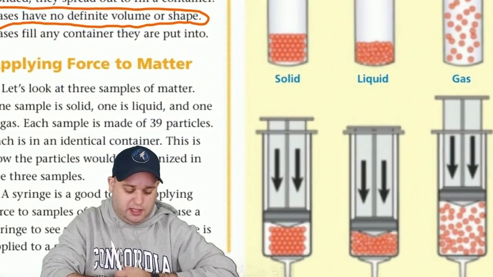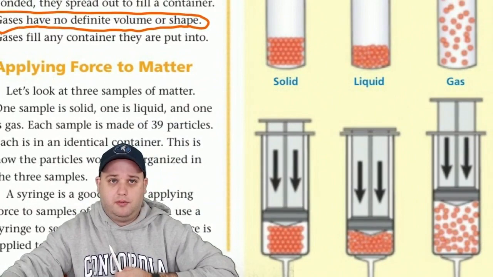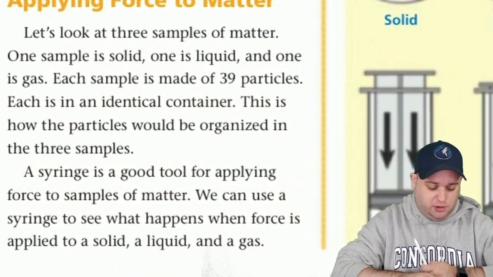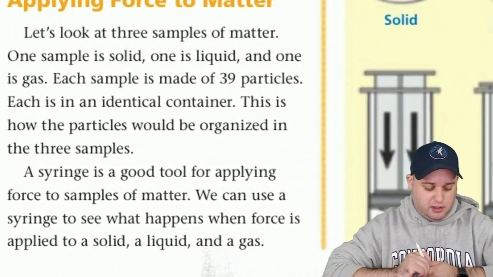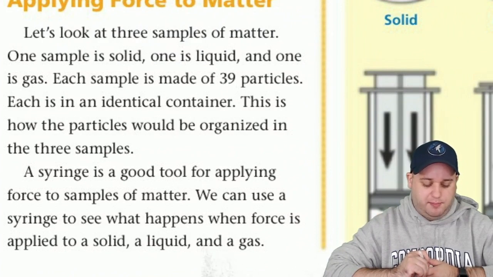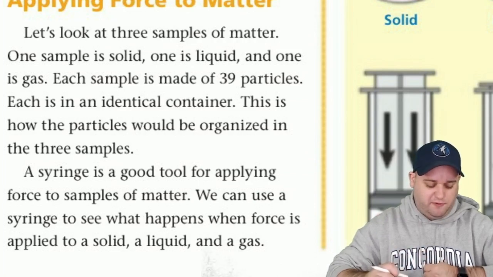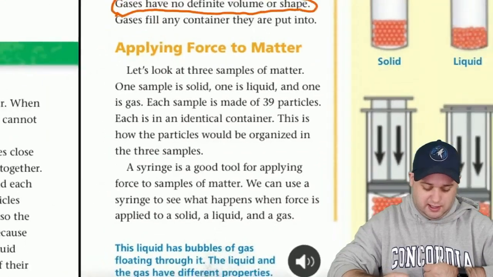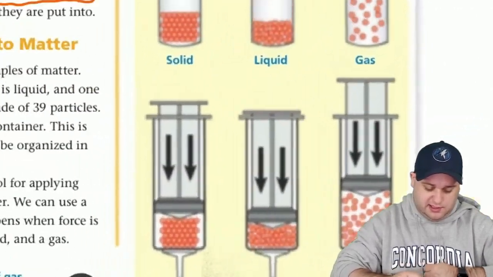Okay, applying force to matter. Let's look at these three samples of matter. One sample is solid, one is liquid, and one is gas. Each sample is made up of 39 particles. Each is in an identical container. This is how the particles would be organized in three samples. A syringe is a good tool for applying force to samples of matter. We can use a syringe to see what happens when force is applied to a solid, liquid, and a gas. So let's take a look at these.